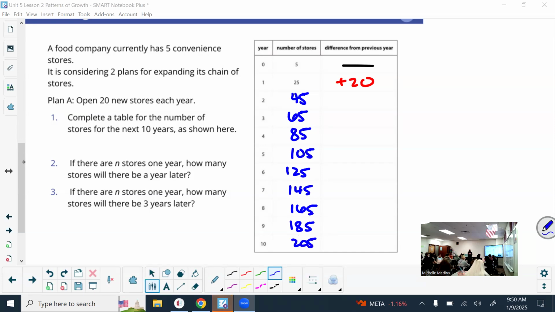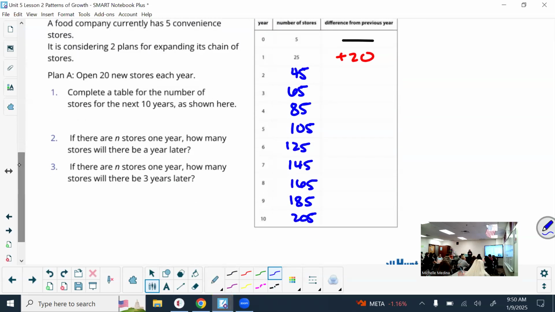All right, classmates, do we disagree with anything? Does this look good? All right, because if their plan is to open 20 new stores each year, like 20 additional stores, you would have 20 each, okay? This is good. Now for the difference from the previous year.